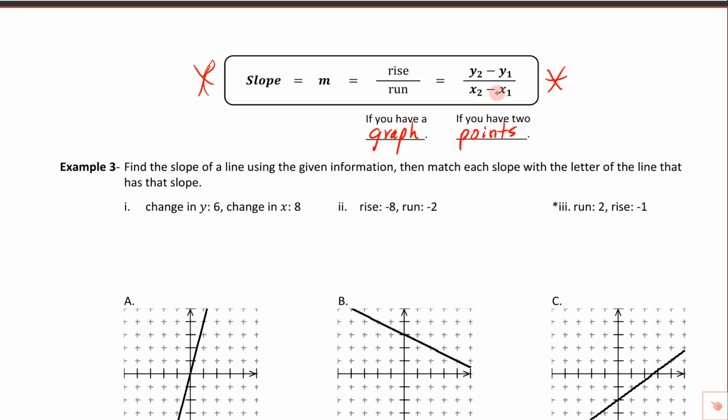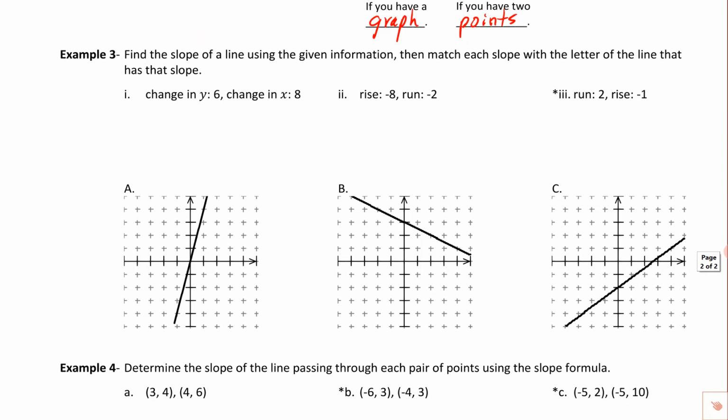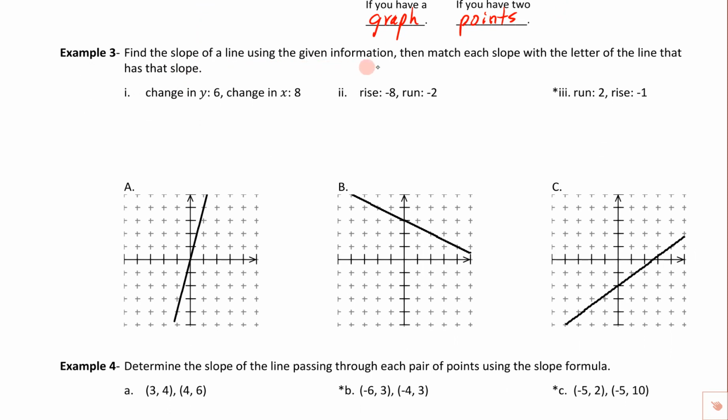So make sure you keep that in mind. Okay, let's take a look at number 3. It says find the slope of the line using the given information and then match each slope with the letter of the line that has that slope.